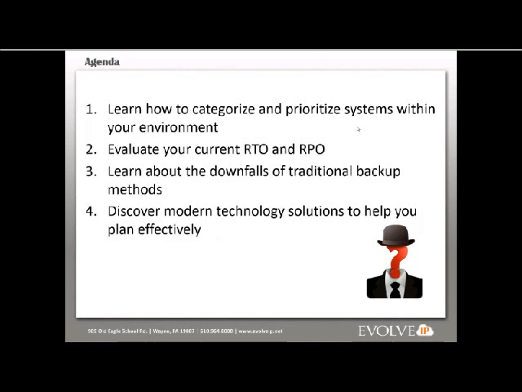Number three, learn about the downfalls of traditional backup methods. We'll be going into the specifics on what you may be doing, what a lot of companies are still doing today. Number four, and finally, we're going to discover some of the modern technology solutions available to Evolve IP customers and prospects, and solutions that will really help you with your planning.